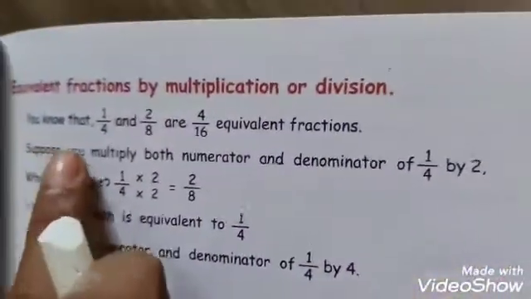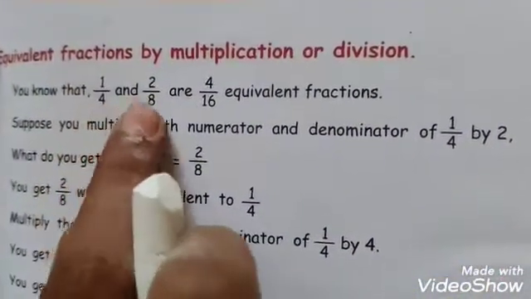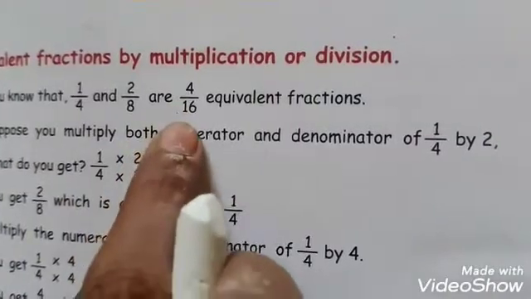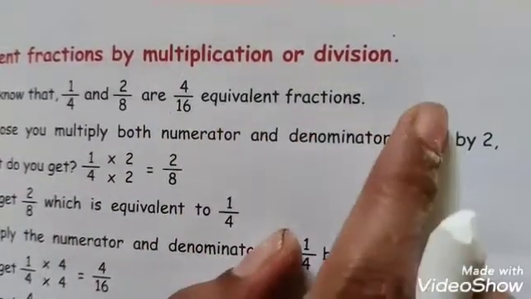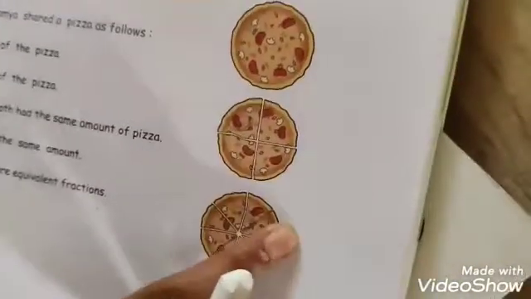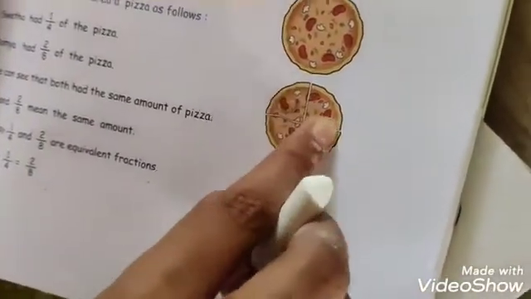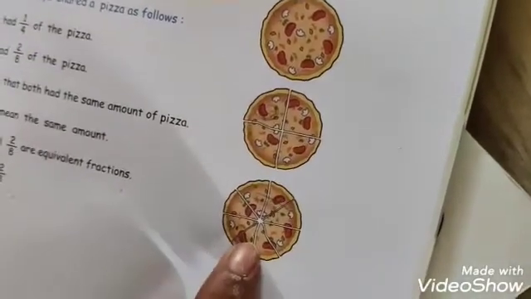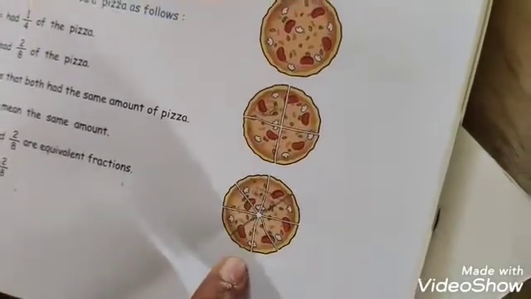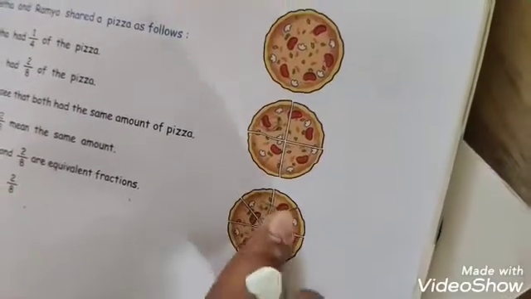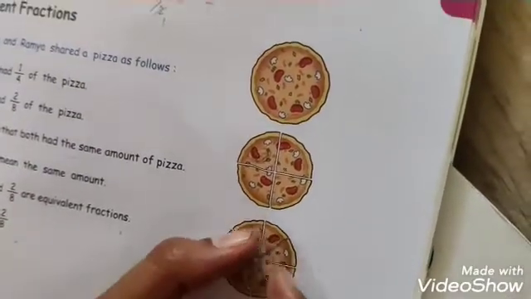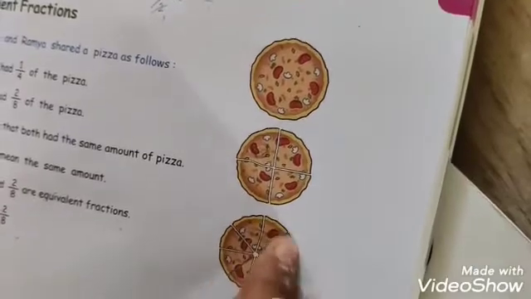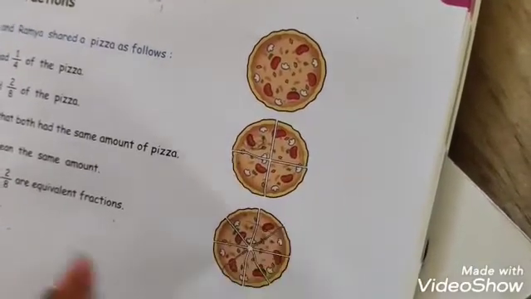Here, you know 1 by 4 and 2 by 8 are 4 by 16 equivalent fractions. Last class only I explained with the pizza. Yes, no? If you eat one piece, 1 by 4th, if I cut this into 2 by 8, this also has only 2 pieces, but the quantity is same. Yes. See.